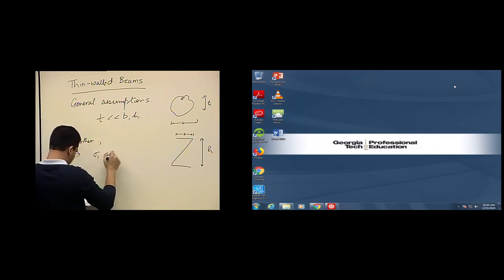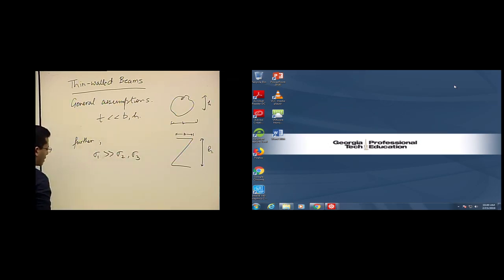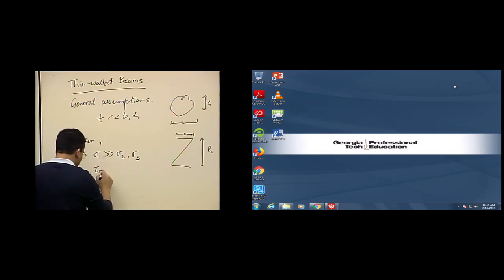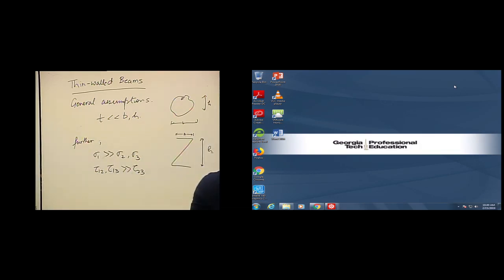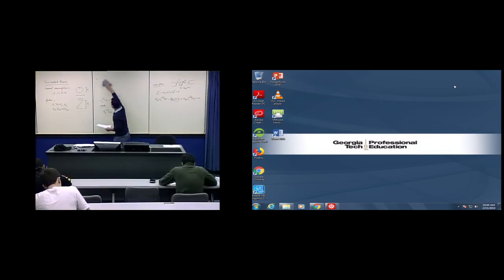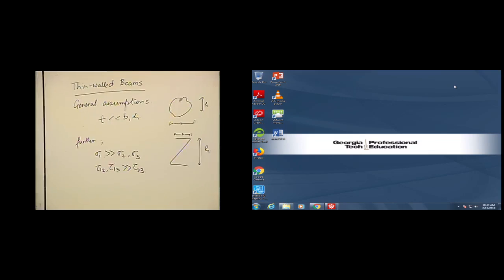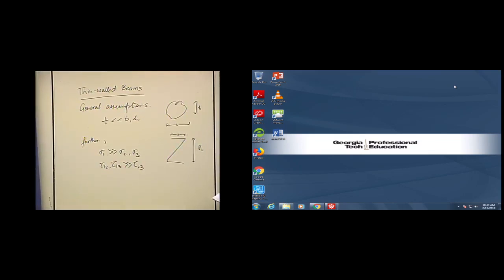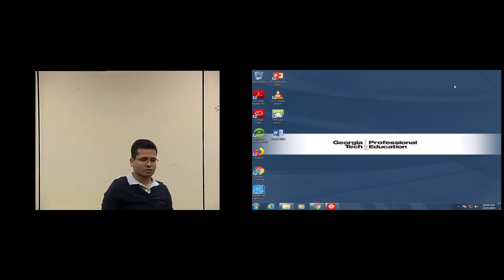such that sigma 1 is always significantly larger than sigma 2 and sigma 3, and the shear stresses tau 1 2 and tau 1 3 are always larger than tau 2 3, right? So we assume that the stresses are only axial stresses because the beam is either in torsion or in bending. It can take up axial stresses, axial loads.